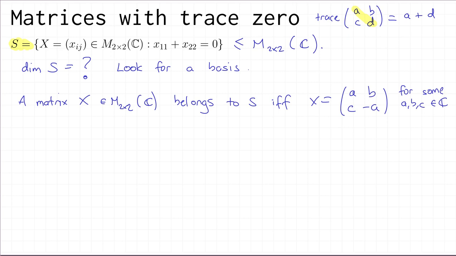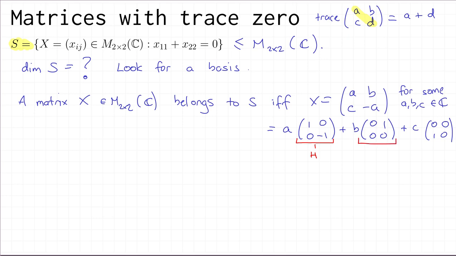But we can use this general form to actually spot straight away a useful thing for having a basis. Remember, a basis is a linearly independent spanning sequence for your vector space. And we could rewrite this X as A times (1, 0, 0, minus 1) plus B times (0, 1, 0, 0) plus C times (0, 0, 1, 0). So let's give these matrices some names. The first matrix is going to be called H, the matrix (0, 1, 0, 0) is going to be called E, and this final matrix is going to be called F. What we've now shown is that every element of S is a linear combination A times H plus B times E plus C times F.